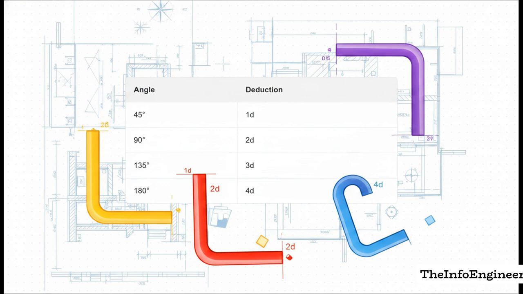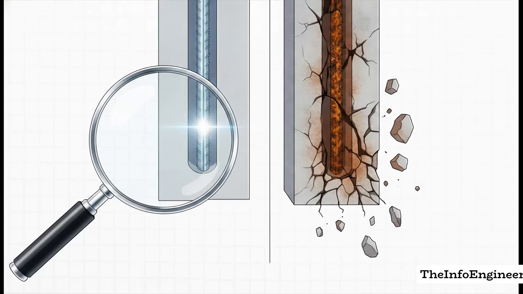For a 90-degree bend, we subtract 2 times the diameter of the bar from our total calculated length. For a 45-degree crank, it's 1D. This is totally non-negotiable for precision survey. Also, never forget to subtract the clear cover, which is 25 millimeters for beams, to protect the reinforcing steel from corrosion and ensure bonding. If your steel touches the outside air, it will rust, expand, and eventually spall the concrete right off the building. There's no way around it.